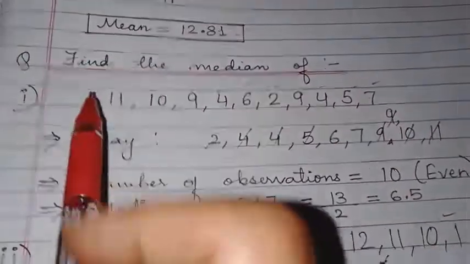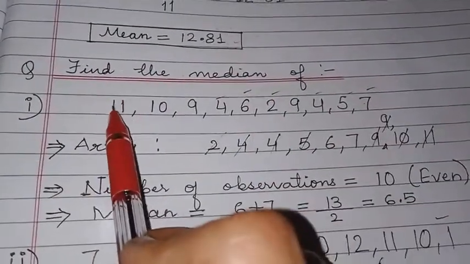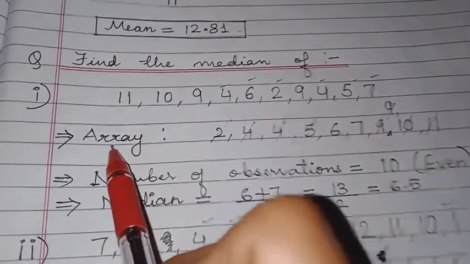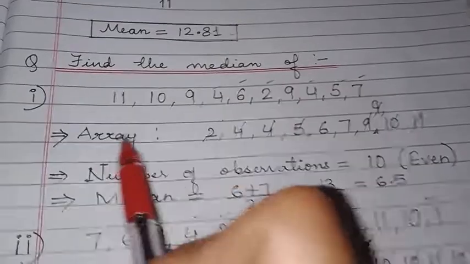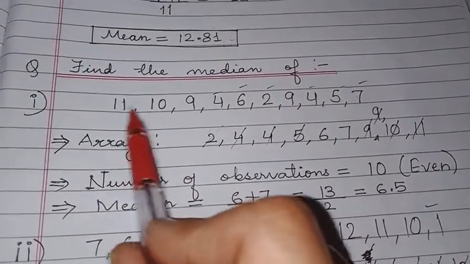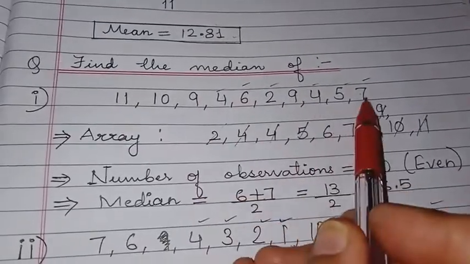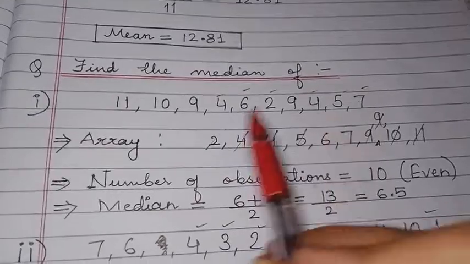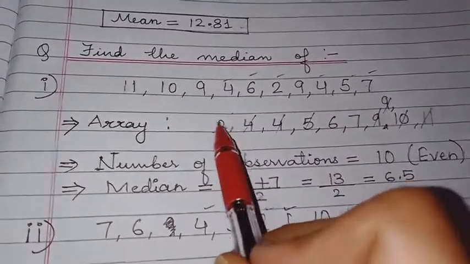The first rule is, when the observations are given, the first thing you should do is arrange them in an array. Now you will ask what an array is. An array is nothing but arranging the given observations in either ascending or descending order. So generally I prefer ascending order.